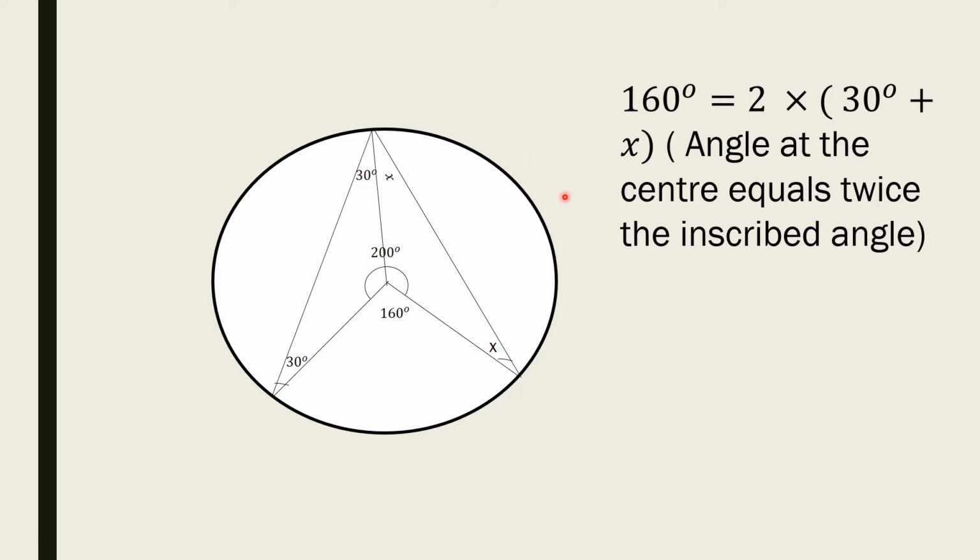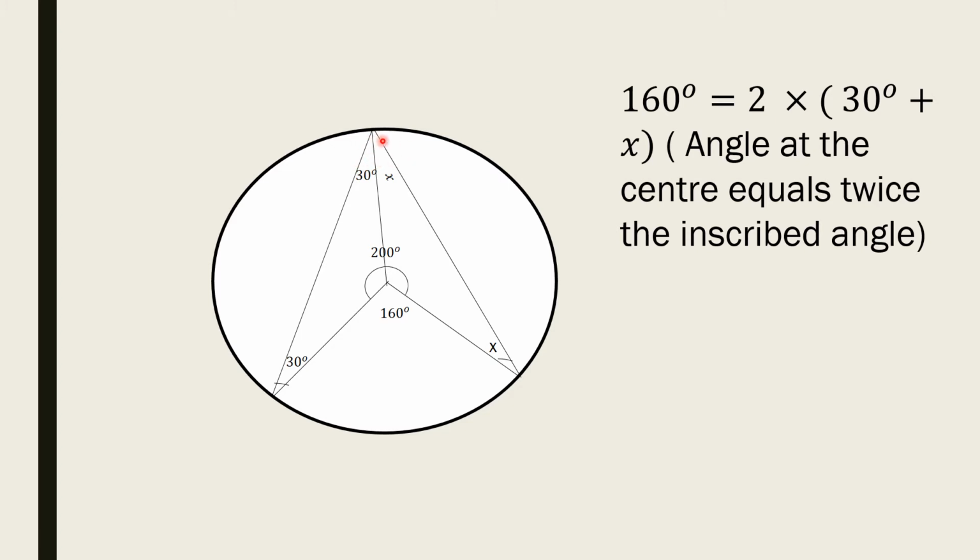With that, we can say that if here is 200, the angle here will be 360 minus 200, which is 160. Here is 200, here is 160. The reason is that angles at a point sum to 360, so we subtracted 200 from 360 and we have the angle here, which is 160. Now to solve, 160 degrees is twice the inscribed angle, and here is its inscribed angle.